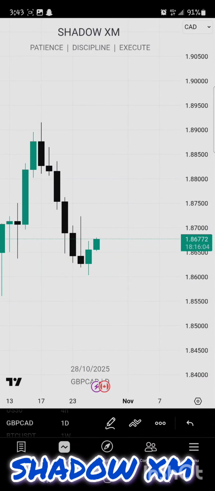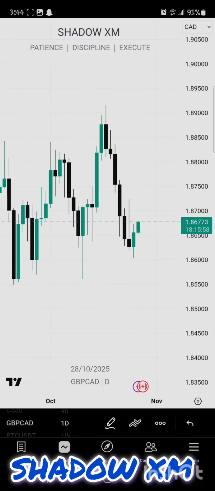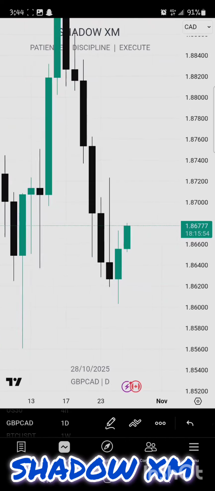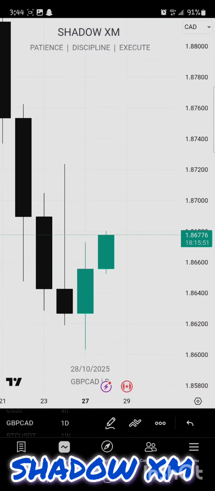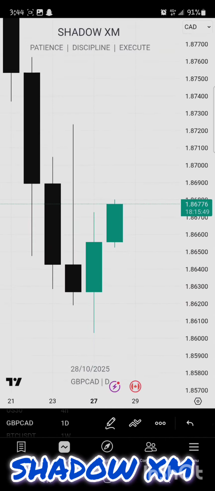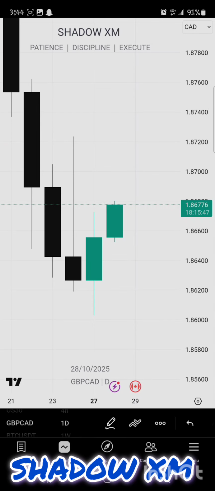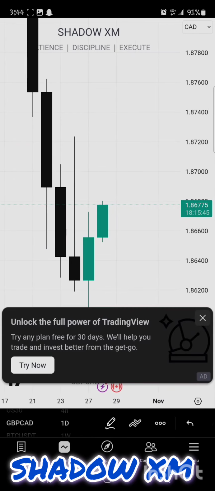So basically, this is GBP CAD, and I went to the daily time frame. Like me, when I analyze, I usually go to the higher time frame first. So use the higher time frame. You know, I was supposed to do this yesterday, but I missed it.